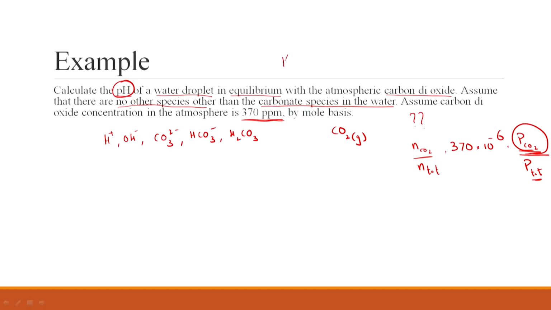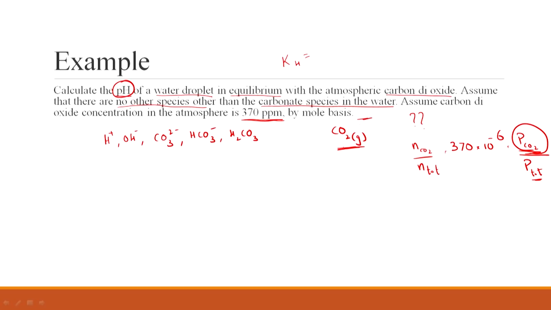Do we have the Henry's constant of carbon dioxide given here? Well, we do not have it, but we can look that up. Typically it should have been given here. So, we can get the partial pressure of carbon dioxide here, and we know the concentration or partial pressure of carbon dioxide in the gaseous phase.